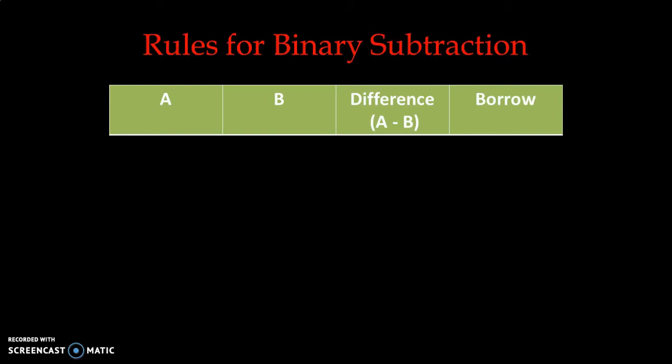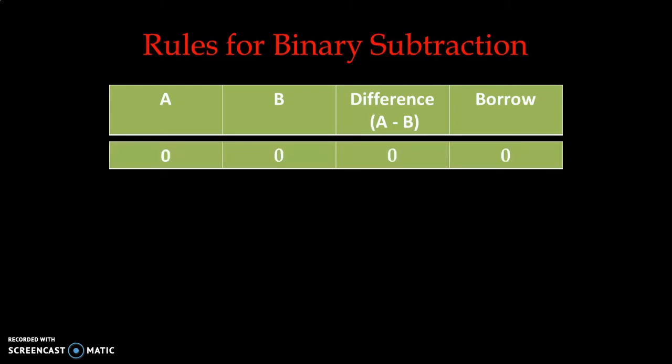But in certain cases, if we have B greater than A, then we have to borrow the value from the next bit. So before we start our rules, one thing should be very much clear in your mind, that in binary we have only two bits, that is either 0 or 1. 1 is greater than 0 and 0 is smaller than 1. That should be very much clear.